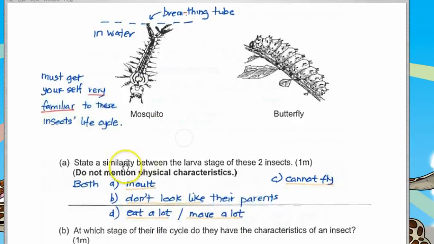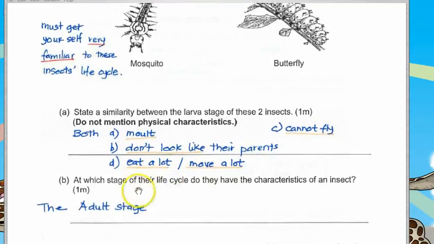Now, state a similarity between the larval stage of these two insects. Both of them molt. They don't look like their parents. You may have this answer: they cannot fly compared to their adults, and they eat a lot or move a lot. So these are the 4 possible answers.